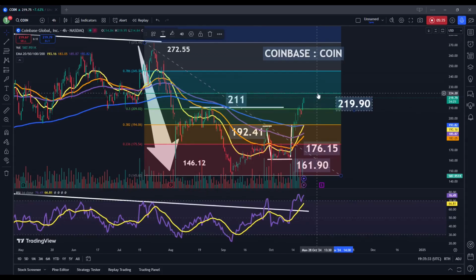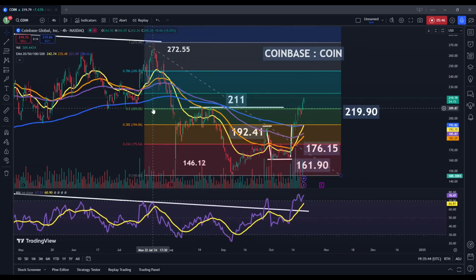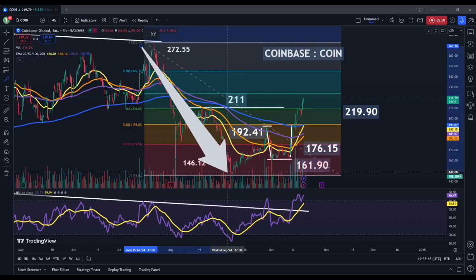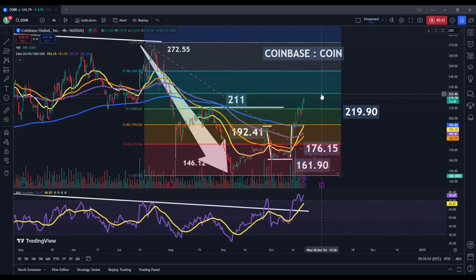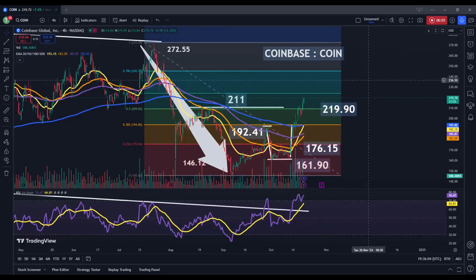Roughly 224.70, perhaps, could be an area of resistance here. This would mark the 61.8% Fibonacci retracement of this trending move lower. So again, that's this movement here, 272 to 146. 61.8% of that gives us right around 220, 224.70 or so. And then, of course, that is sort of guarding the pathway here to 225. So we do need to see a break above both of those price levels.